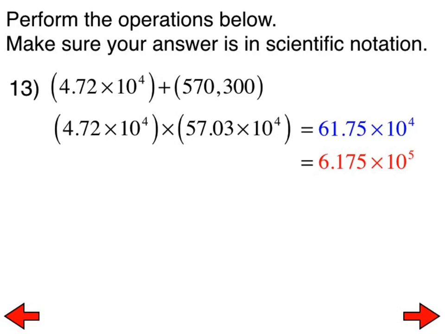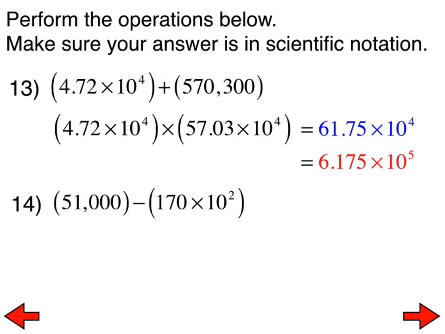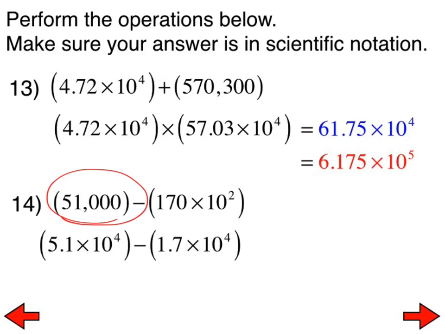How about, Brandon, number 14? I got 3.4 times 10 to the fourth. Let's see if that is correct. I turned 51,000 into a power of 4, and I went ahead and turned the 170 times 10 to the second into a power of 4. And the reason why I did that was because putting this in scientific notation is 5.1 times 10 to the fourth. Now I have like terms, and that would be 3.4 times 10 to the fourth. Any questions about either one of those two? So I guess the biggest issue here is making sure you're paying attention to whether you're adding, subtracting, multiplying, or dividing. All right, last thing for today.